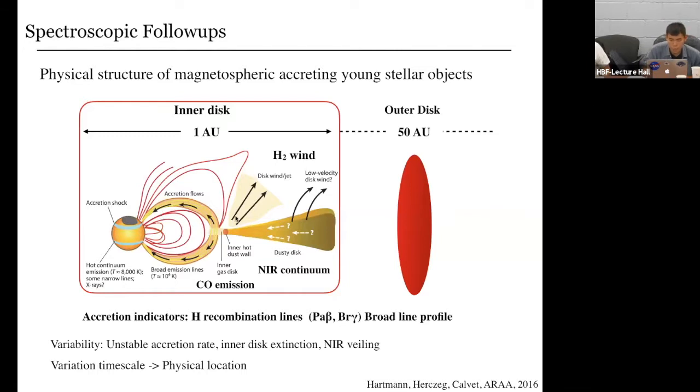And for the disk wind or jet, we can trace them by molecular hydrogen. All of the molecular hydrogen is blue shifted, meaning that they are winds toward the outside. And also the near infrared continuum can tell us some information from the innermost part of the disk. And also the variation timescales of each spectroscopic indicator can roughly tell us the physical locations of those emission regions.